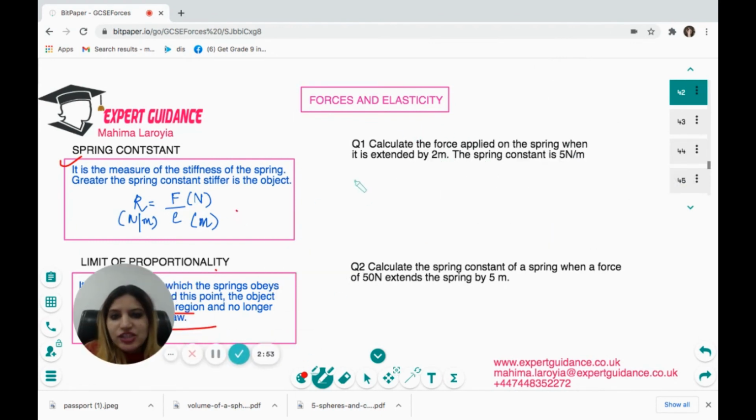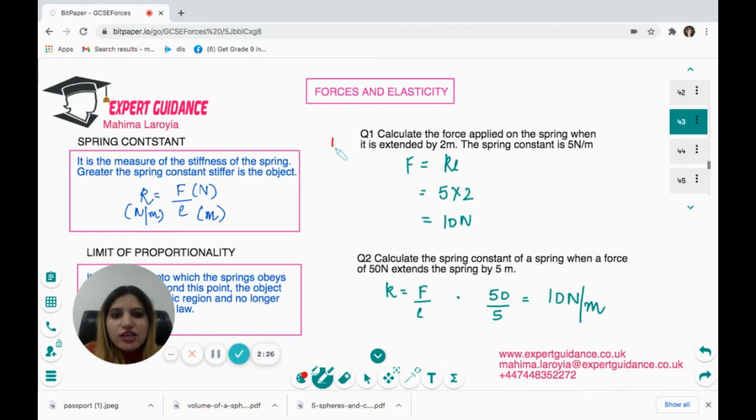Okay, now let us look at two examples. First, calculate the force applied on a spring that is extended by 2 meters, where the spring constant is given to you. In the second question, they ask you to work out the spring constant when the force is 50 newtons and the spring is extended by 5 meters. Remember to take care of the units: the distance has to be in meters in all of them. Okay, pause this video, have a go at these questions and come back to check the answers. For the first one, we can use force equals ke.